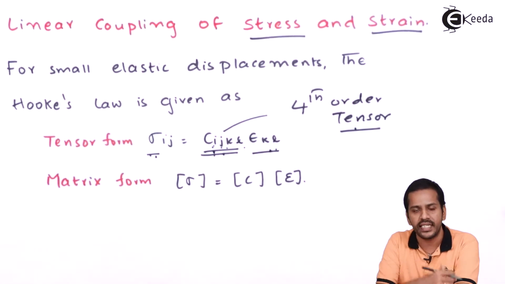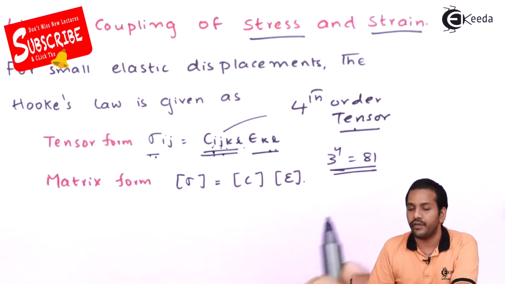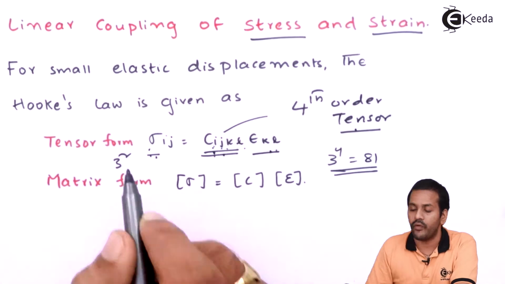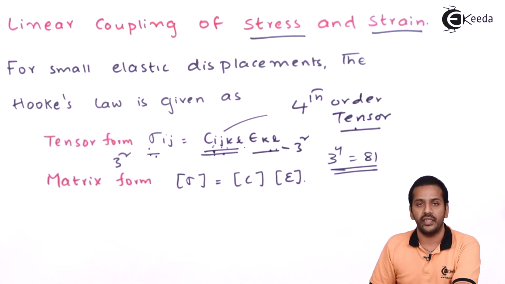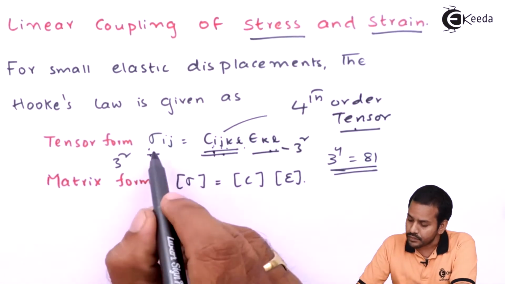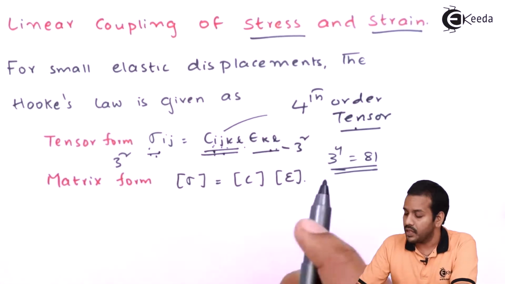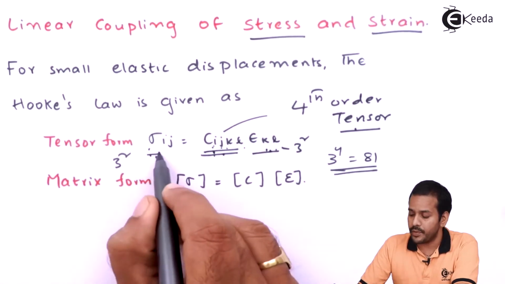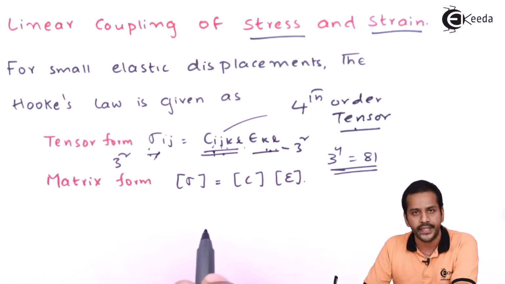So how many components will this C have? It will have 3 power 4, that is 81 components. How many components for sigma? We have 3 square, nothing but 9 components. How many components for epsilon? We have 3 square again, so 9 components. Now, since the stress is symmetric, and the strain inherently is symmetric, these 9 components will be reduced to 6. And again, the 9 components of epsilon can also be reduced to 6.